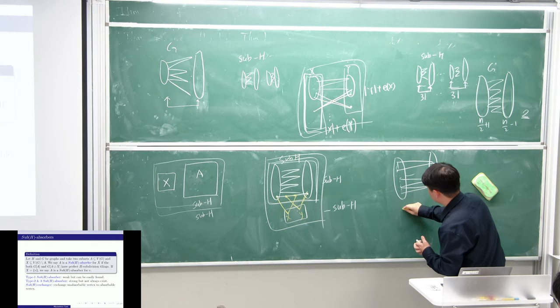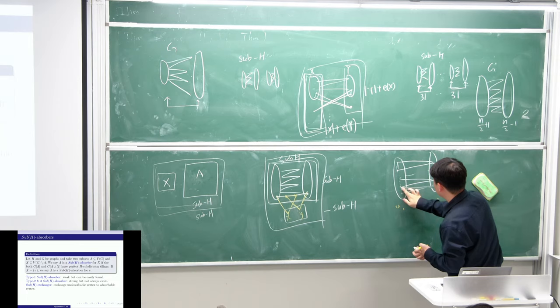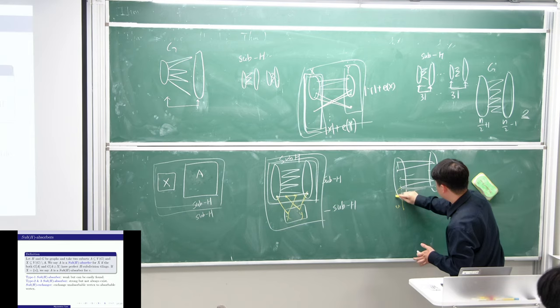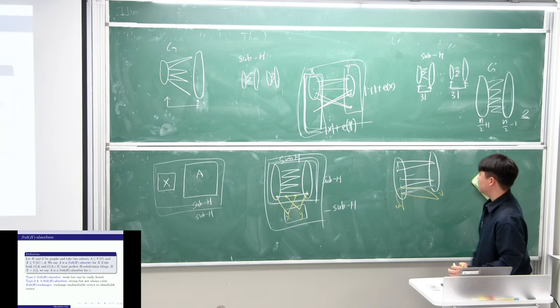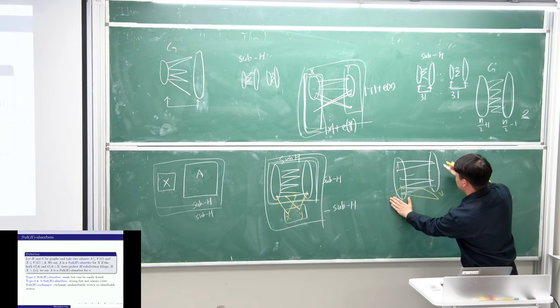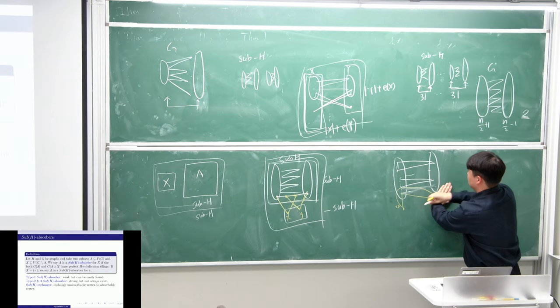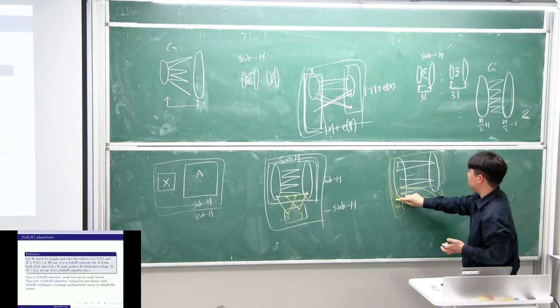Just removing this part and add this. Then by our construction, if we forget this U, then this whole thing is a subdivision of H, and if we forget this V, then this whole thing is a subdivision of H, like here. Okay. So this is a sub-H exchanger.